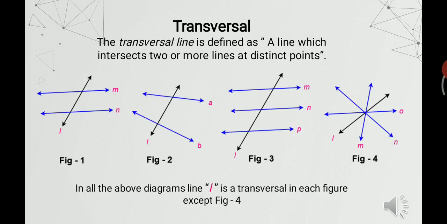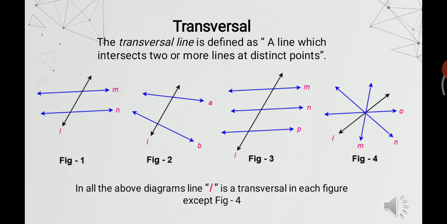A transversal is simply a line which intersects two or more lines at distinct points. For example, in figure 1, lines M and N are parallel lines and a line L intersects both the lines at distinct points. So the line L is a transversal here to these given lines.